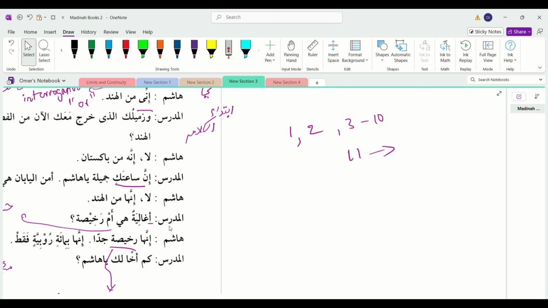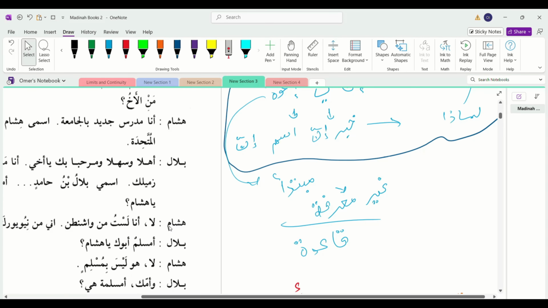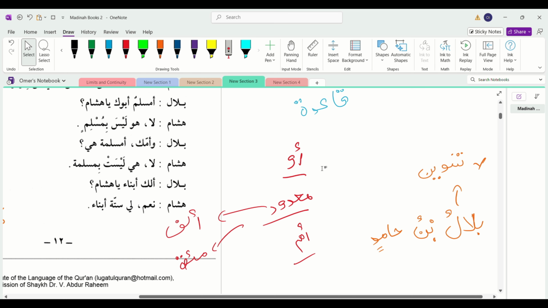So for example, أغالية هي أم رخيصة. In this example, we use the dhamir, or the pronoun, here after the adjective غالية. So for now, you have to use it in the pattern we have studied, and later we are going to try to understand why we have to use it in this pattern. But for now, you just have to use it in the pattern we studied. And au is basically the non-interrogative "or".